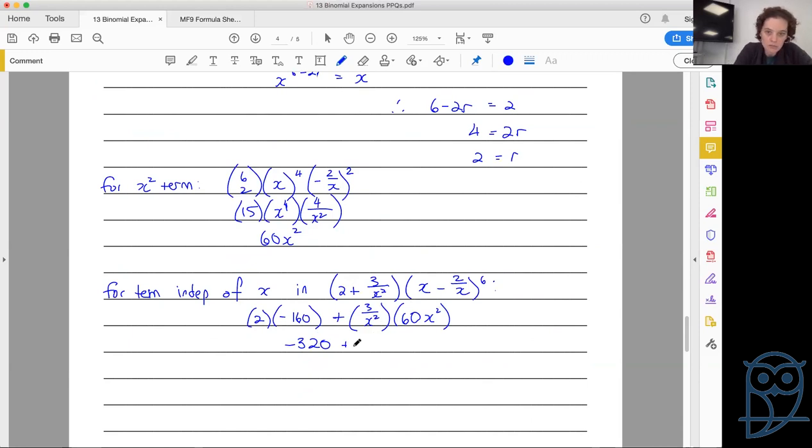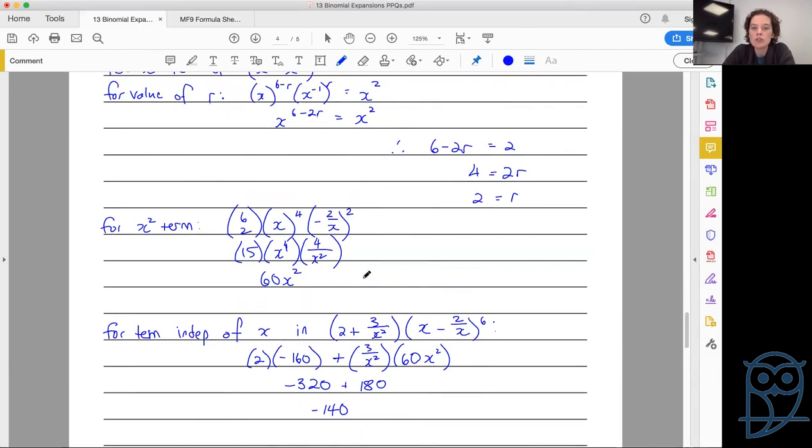60 times 3 gives us 180, minus 320 gives us minus 140. So the term independent of x in all that nonsense is very simply minus 140. And what's so important, again, is that you haven't done excessive amounts of calculations. You haven't gone and got terms that are of no use to you. No marks, waste of time. So calculate only the terms you need. Think first, then calculate.